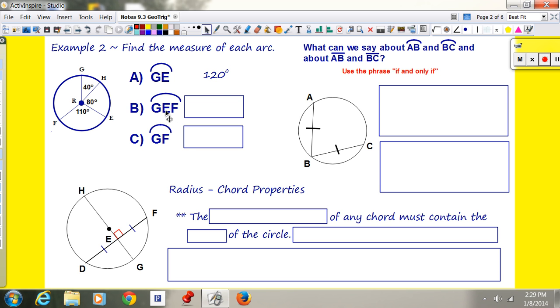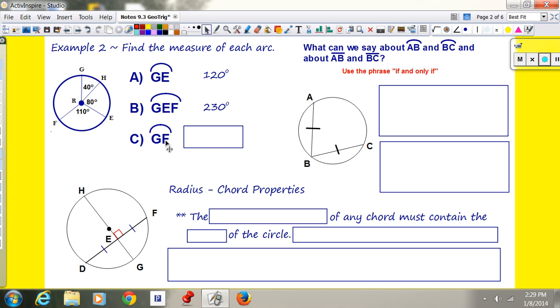GEF is 3 letters. That's telling me that it's going to be more than 180 degrees. G through E all the way to F. So it's the 110 plus the 80 plus the 40. So you've got 120 here plus another 110. From G to E to F is going to be 230 degrees.